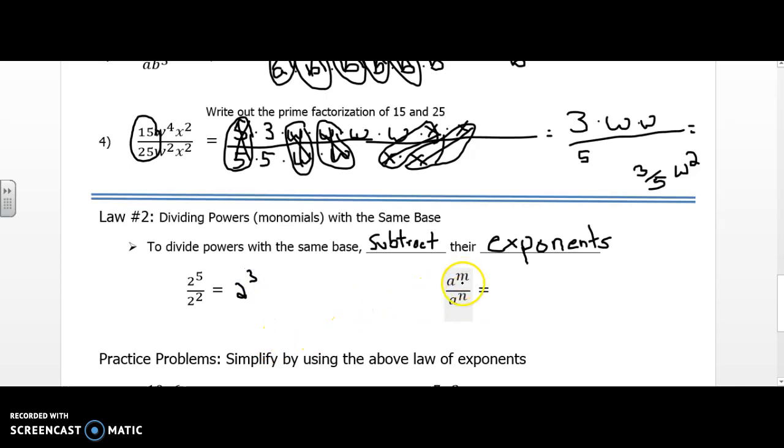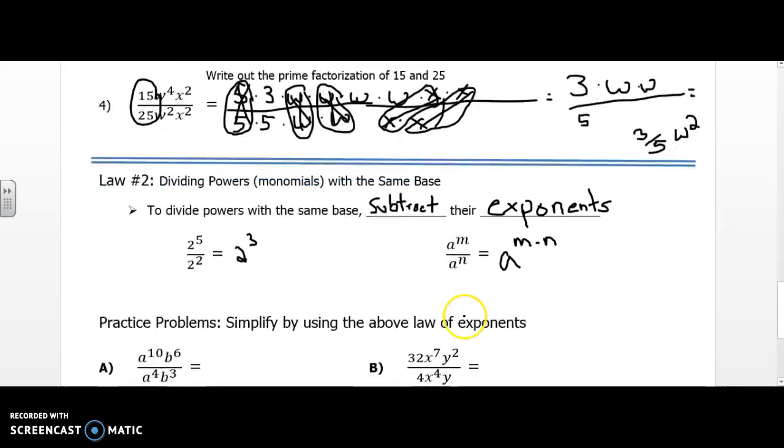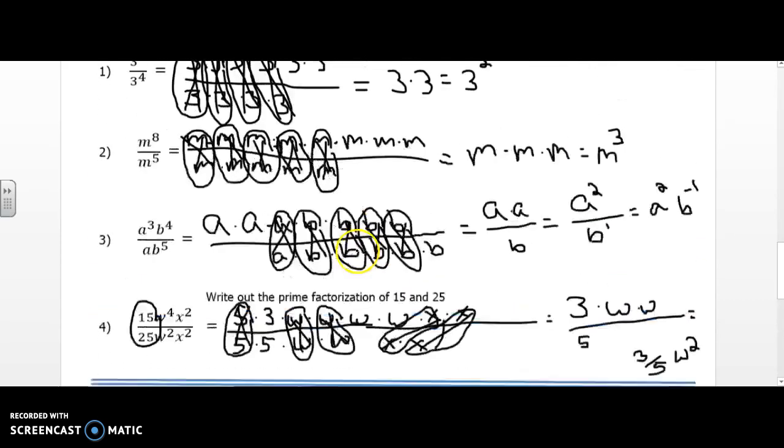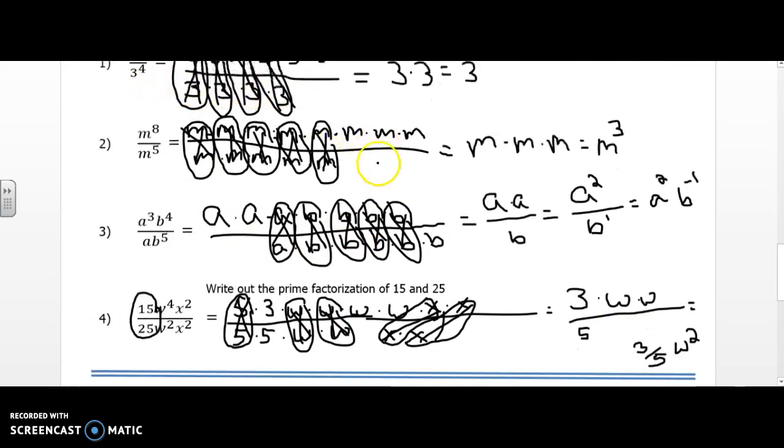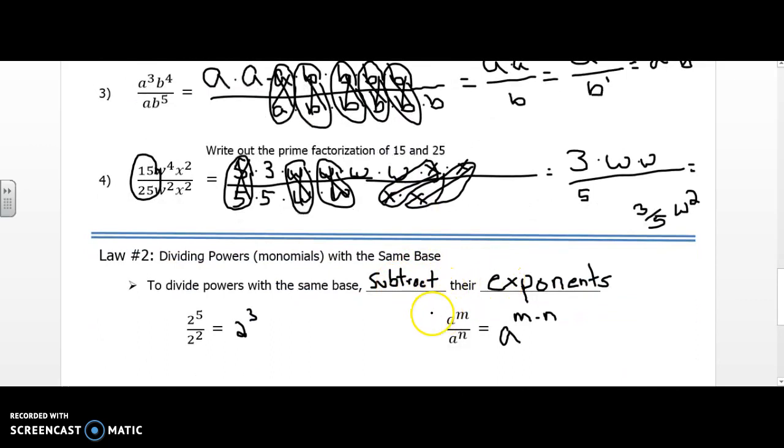Same thing over here. If I have a to the m over a to the n, it's going to be a to the m minus n. You subtract their exponents. Here's what I'd like you to do. Look at these examples we did up here. Try to not write this expansion out. Try to use that rule we just talked about, the fact that you subtract their exponents, to shortcut this. You don't have to do all this work.